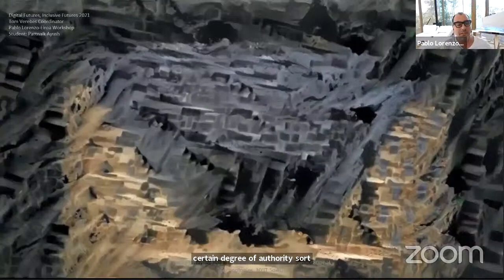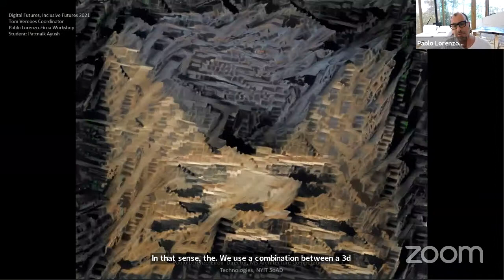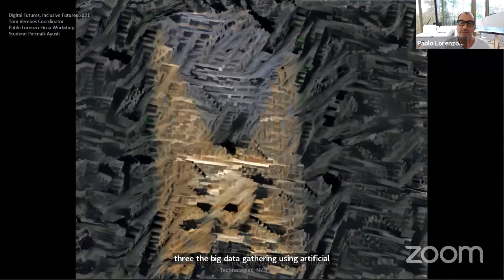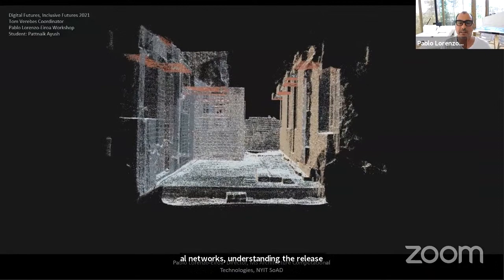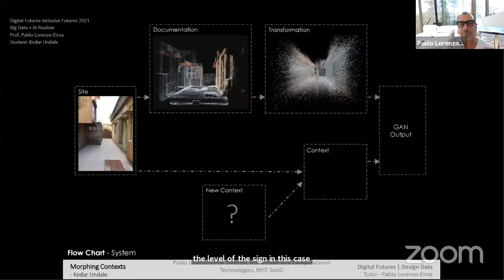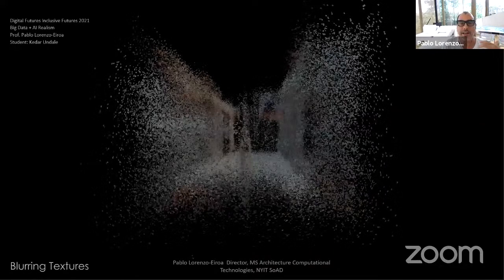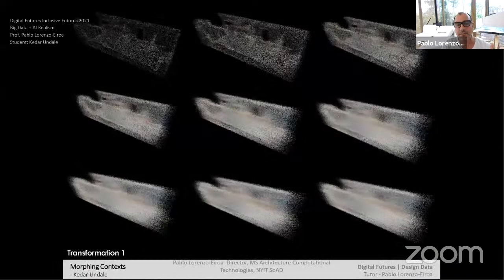In that sense, we use a combination between 3D big data gathering using artificial intelligence, but also we use GANs, generative adversarial networks, understanding the relationship between data acquisition and the displacement of data acquisition at the level of design, in this case, at the level of the point cloud, through dynamic processing and artificial intelligence at the molecular level or at the particle level, in this case, of the 3D scan. So manipulating the existing information and aiming at displacing the existing information and creating new types of spaces out of the 3D scanning.